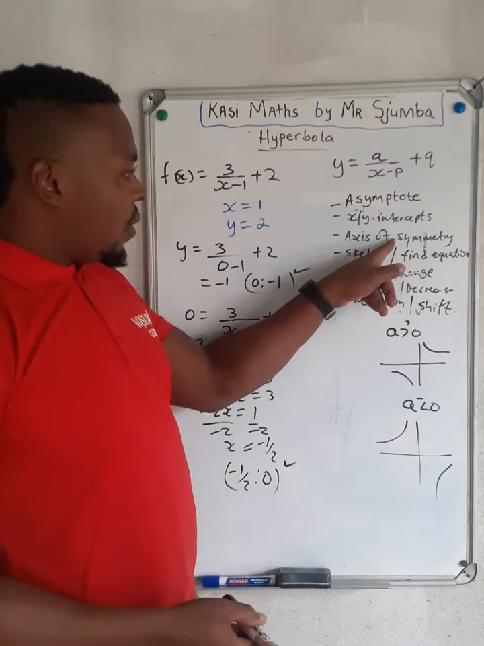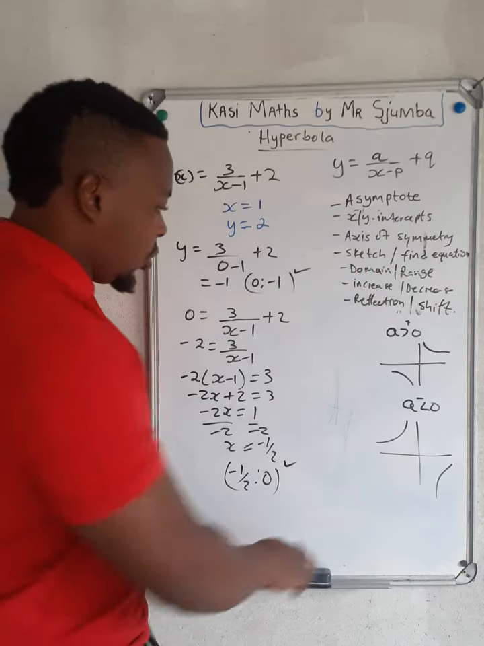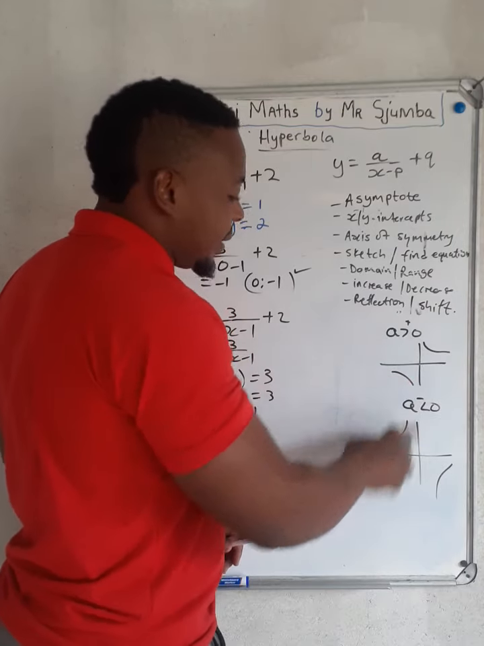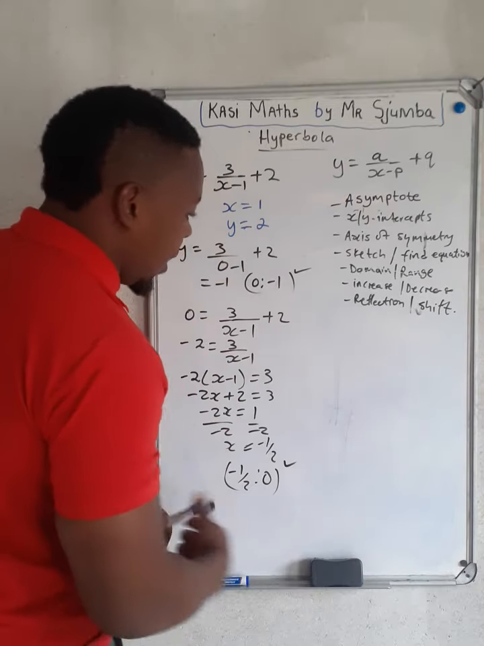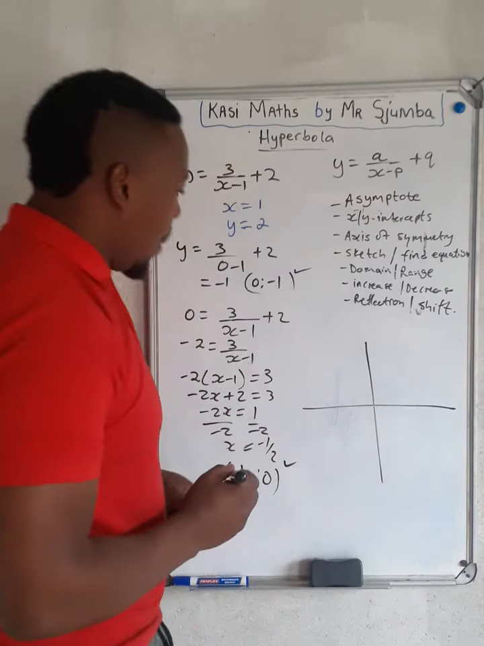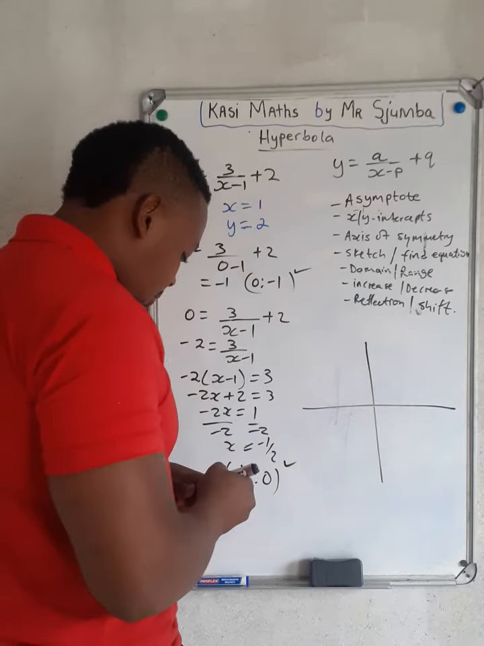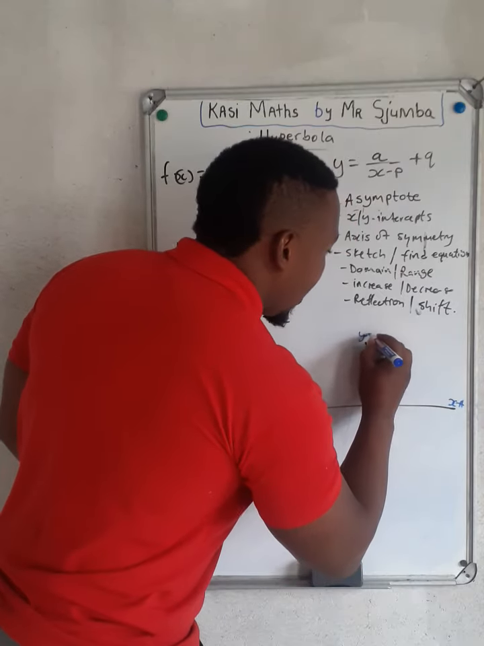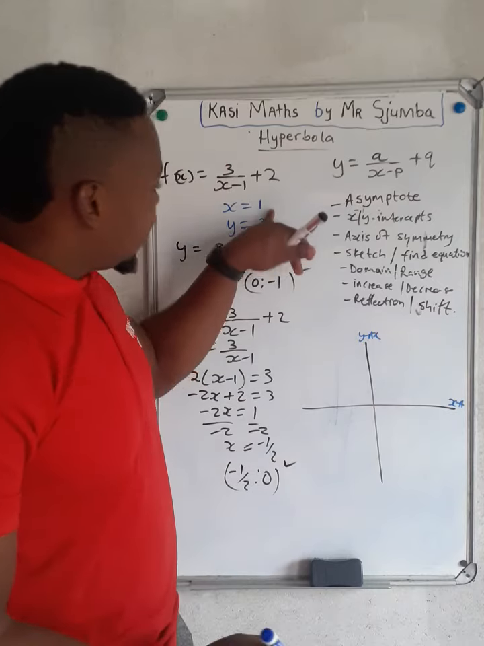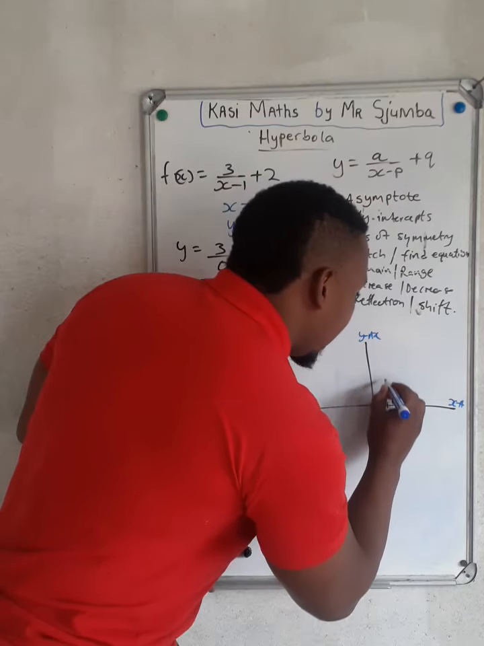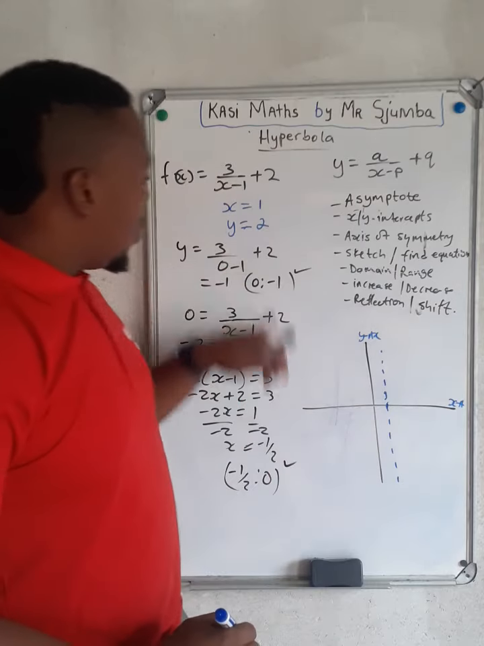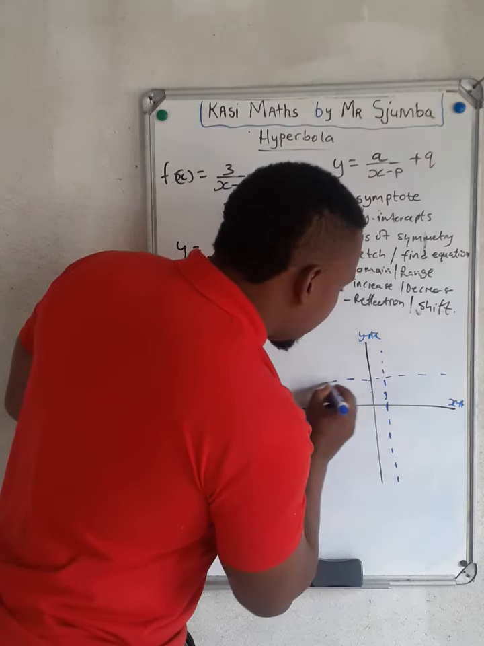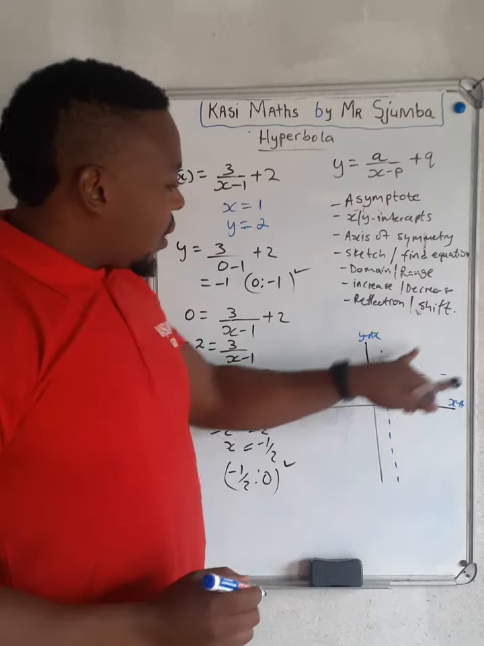Axis of symmetry, let's go to the sketch. Since a is positive, the graph is going to be on the first and the third quadrant. Now we plot the asymptotes: x equals 1 and y equals 2. These are the x axis and y axis. On the x axis I mark 1 and draw a dotted line for the asymptote, and on the y axis I mark 2 and draw the other asymptote. So we draw quadrant 1 and 3.